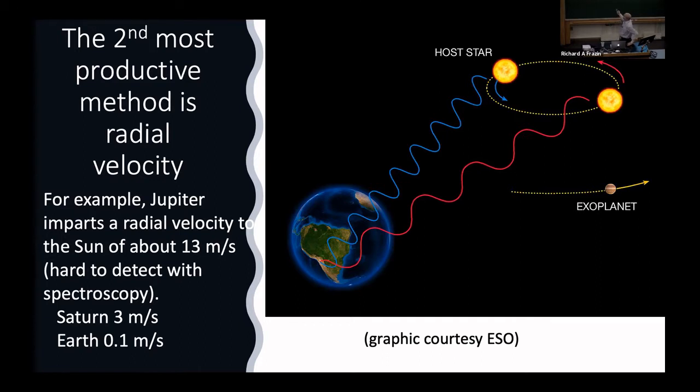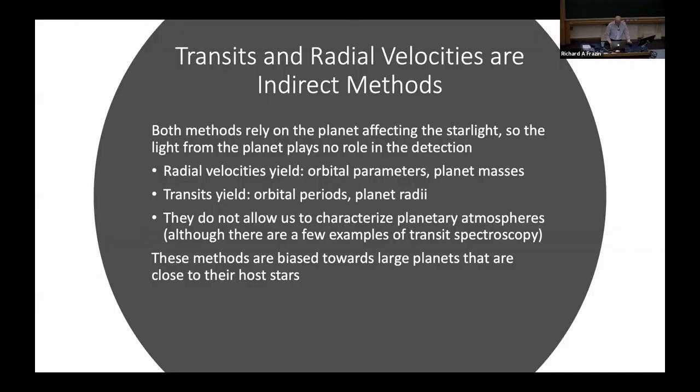And then Earth is a measly 0.1. And people talk about doing it, but I don't think that we're close yet. So with transits and the spectroscopic method, they're indirect, meaning that they rely on how the planet affects the light from the star.